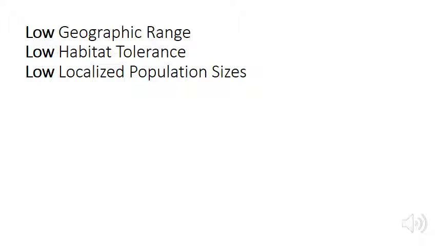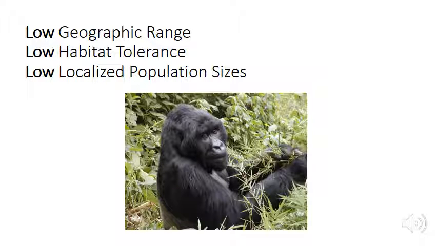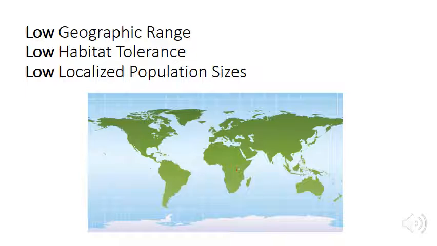So let's have a look now at a species with low geographic range, low habitat tolerance, and low localized population sizes. Clearly being low in all of these factors is going to make species extremely susceptible to extinction. One example I can think of is the mountain gorilla. This is a species with incredibly low geographic range. This is its range here. It's restricted to two tiny regions of Uganda and Rwanda.